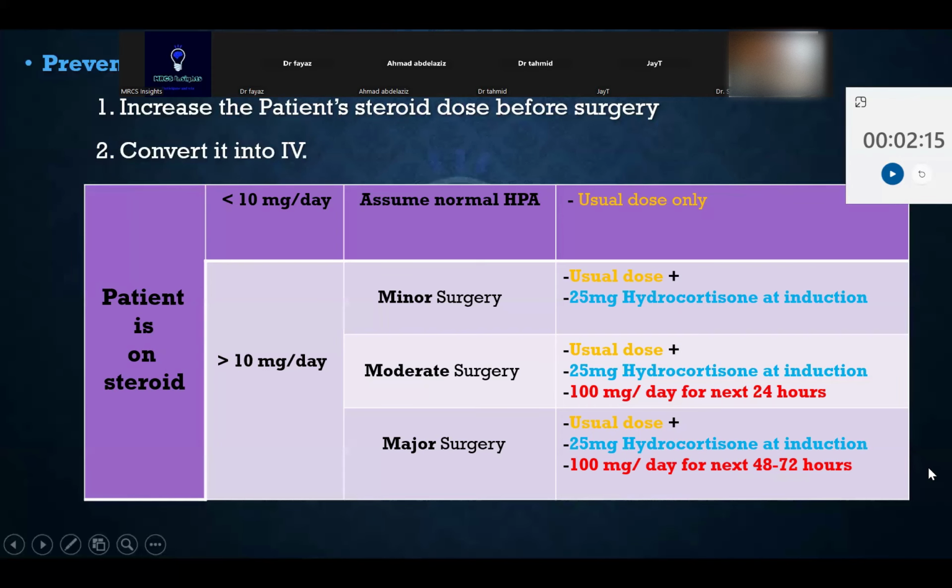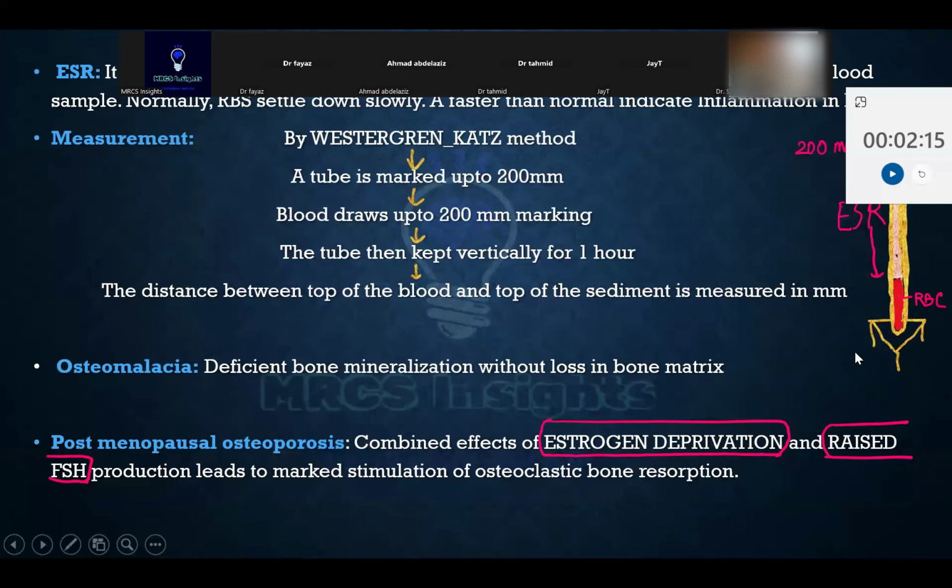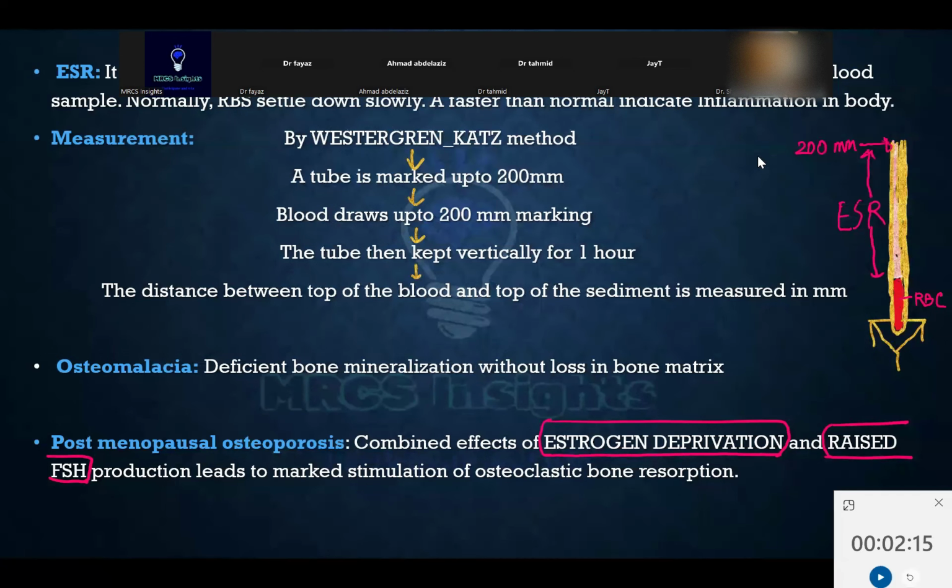So let's see what ESR is. ESR actually measures how quickly the RBC settle down at the bottom of a test tube which contains a blood sample. In normal cases, the RBC settle down slowly, but if the RBC settle down faster than normal, it indicates there may be some inflammation within the body. And how is it measured?